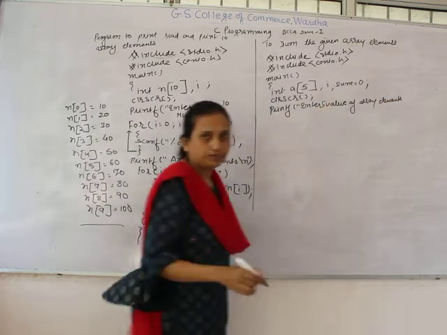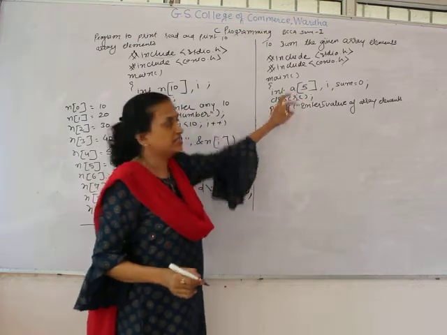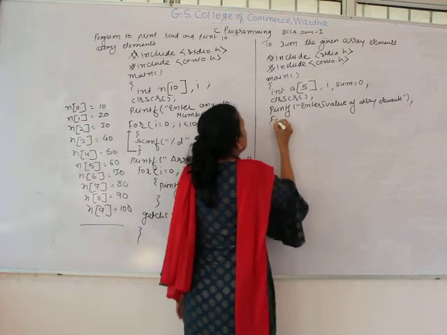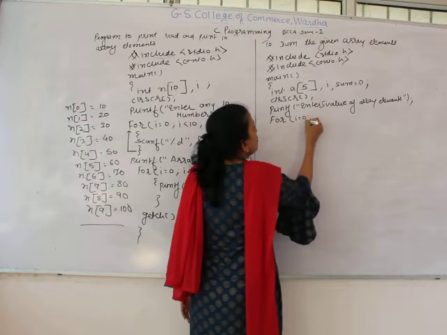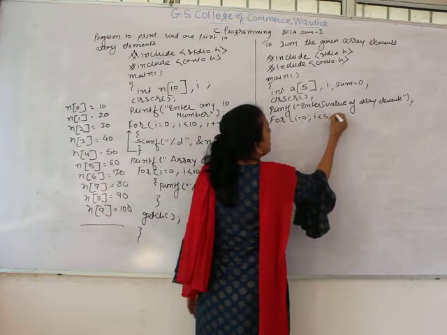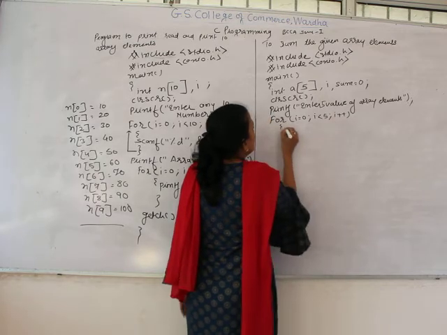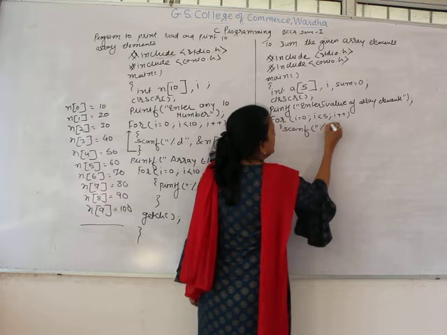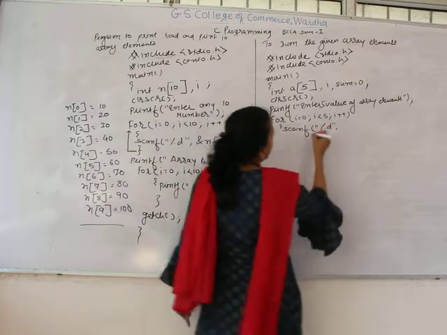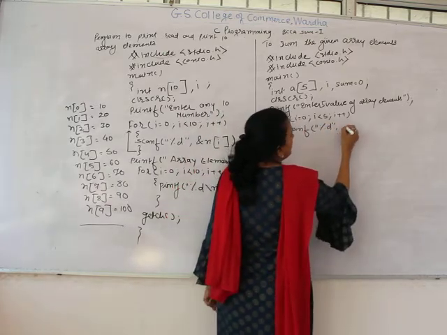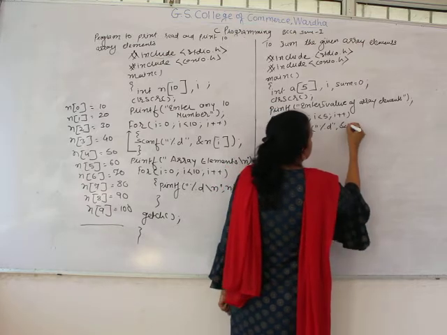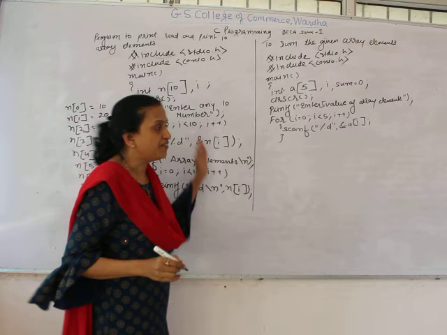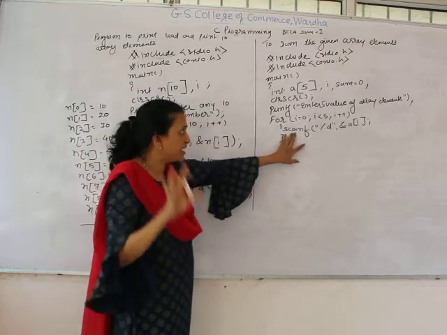How many do you need? Because you said the size of the array is 5, so 5 values. Now set the loop to read the values: i equals 0, i less than 5, i plus plus. Here scanf, %d, and &a[i]. So in this way you can read the values, meaning the scanf statement is executed 5 times.